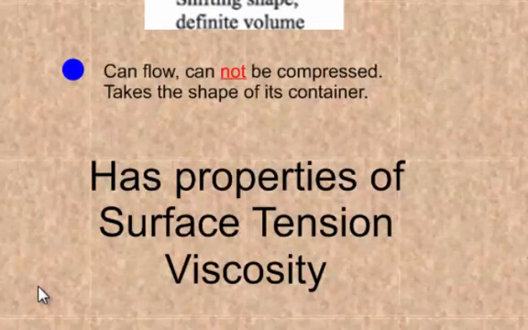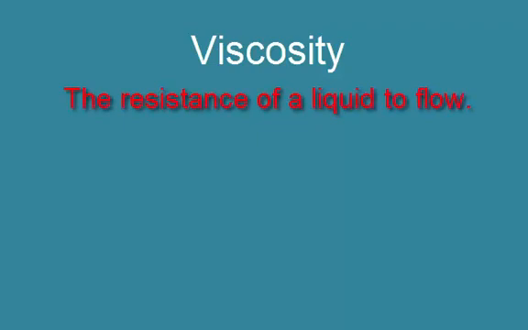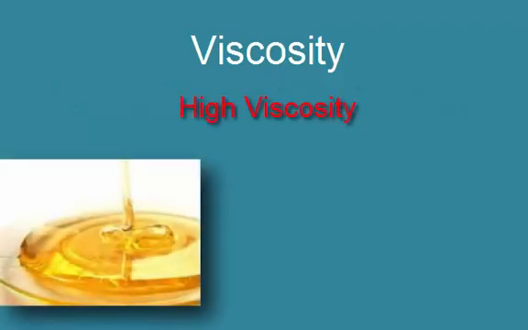And another property for liquids is viscosity. Viscosity is the resistance to flow, a liquid's resistance to flow. And the stronger the attraction between the molecules of a liquid, the more viscous it's going to be. So what would have high viscosity? Honey would have high viscosity.